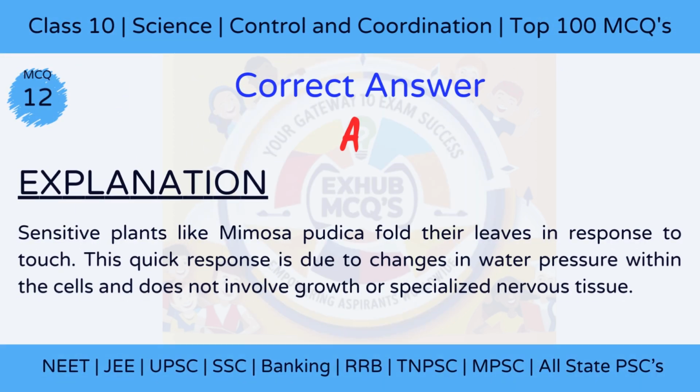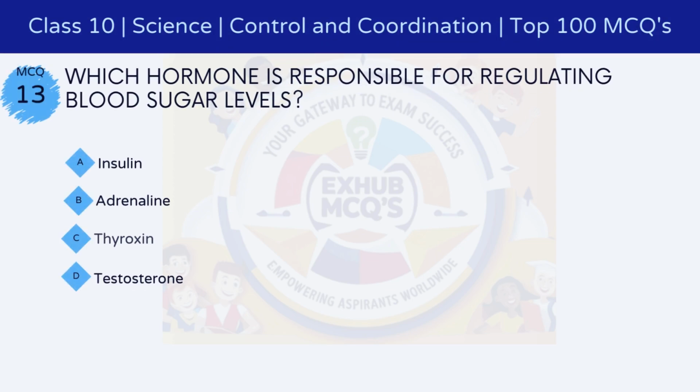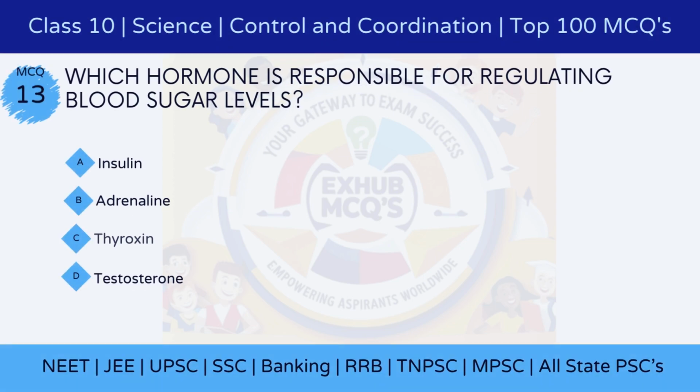The correct answer is option A, by folding their leaves. Explanation. Sensitive plants like Mimosa pudica fold their leaves in response to touch. This quick response is due to changes in water pressure within the cells and does not involve growth or specialized nervous tissue. MCQ 13. Which hormone is responsible for regulating blood sugar levels?